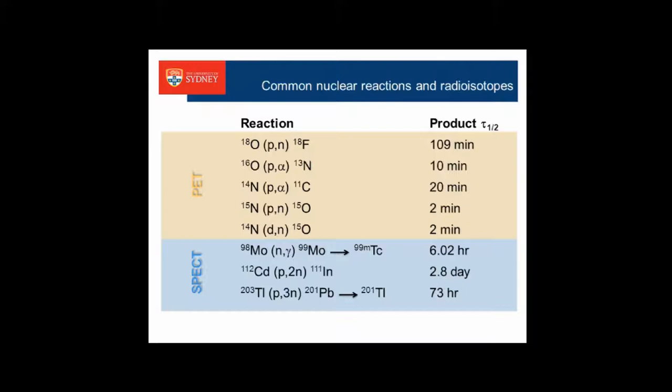And so, as I mentioned before, SPECT isotopes can be made in a reactor. So Moly-99 is made in a nuclear reactor, and then a generator system allows us to extract technetium, whereas indium and thallium are made in cyclotrons.